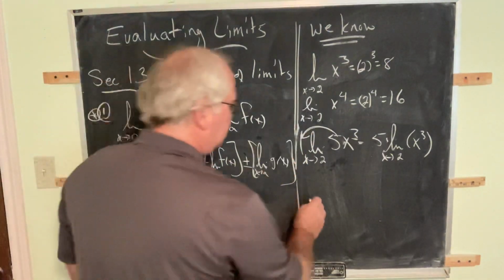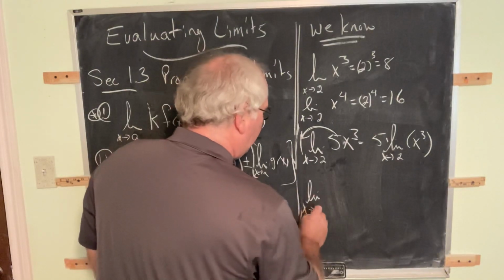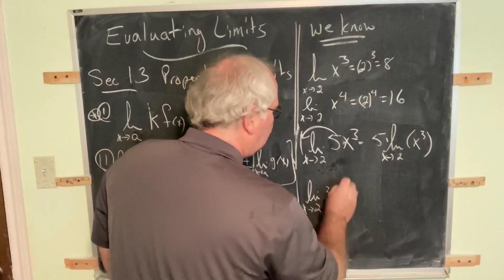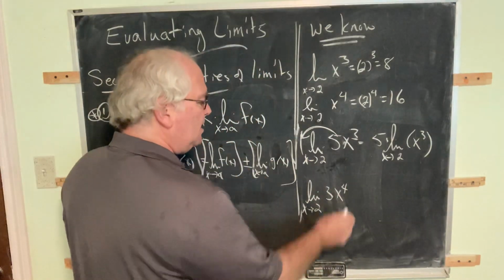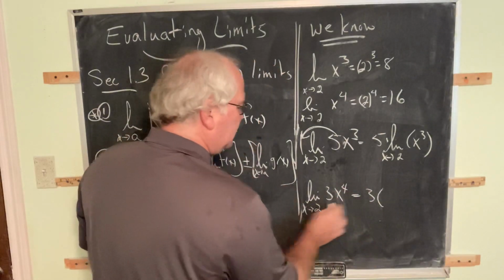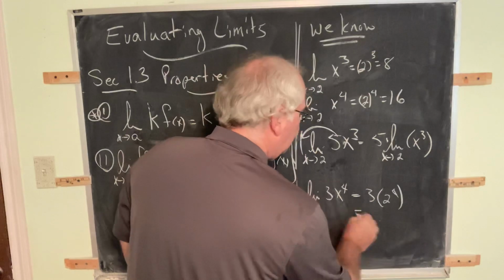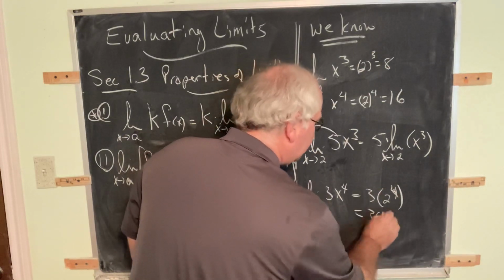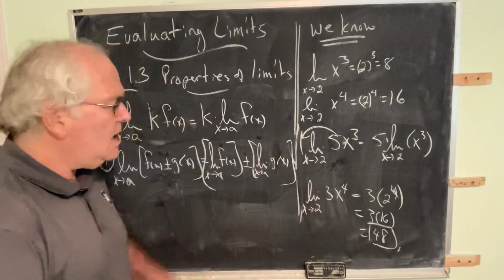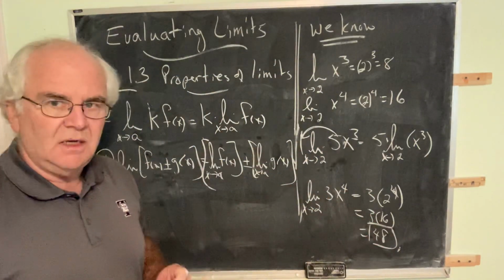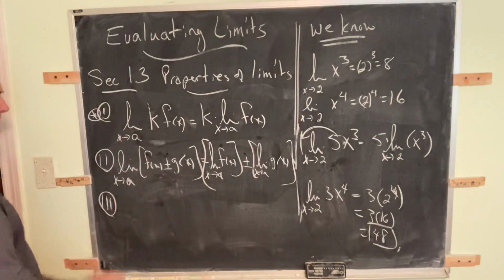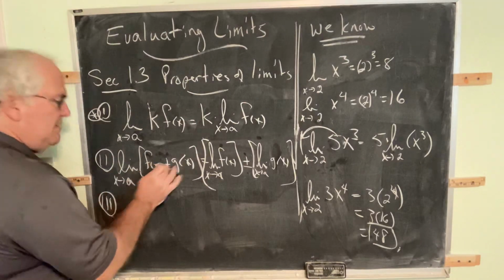And so this tells us, if I want to find the limit as x approaches 2 of, let's suppose, 3 times x to the 4th, you evaluate this as usual. Constant multipliers just multiply along. This is 2 to the 4th, so 3 times 16, which is 48. Constant multipliers multiply along. Third property: the limit of the sum is the sum of the limits.